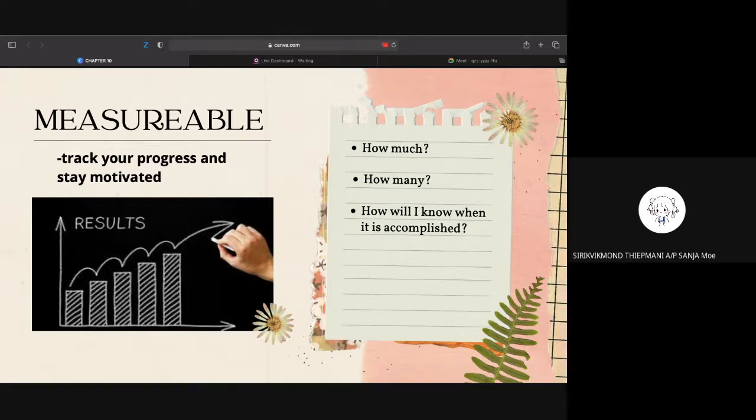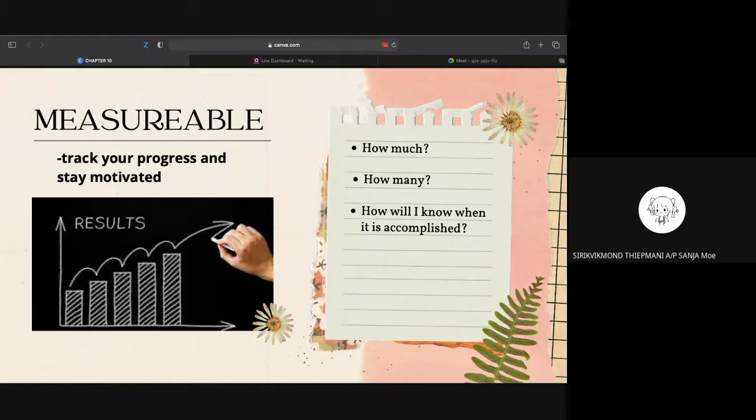A measurable goal should address questions such as how much, how many, how will I know when it is accomplished? For example, you might measure your goal of acquiring the skills to become head of marketing by determining that you will have completed the necessary training courses and gained the relevant experience within 5 years' time.